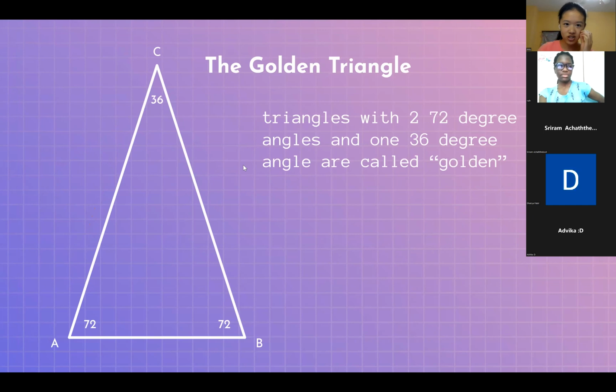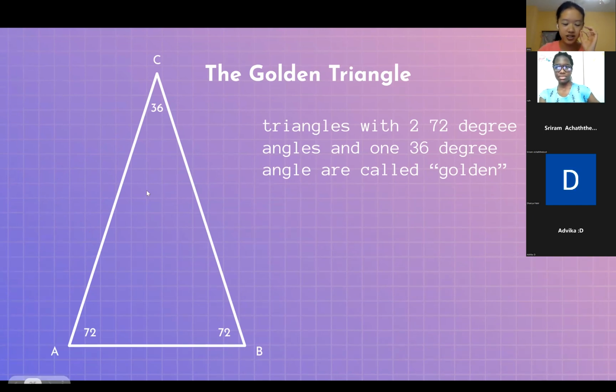Also, there's a thing that's called the golden triangle. So basically, if the triangle has angle measures of 36, 72, 72, this is called the golden triangle. And this is also found in pentagons too, so they're kind of related.